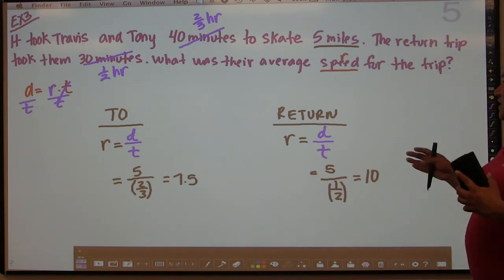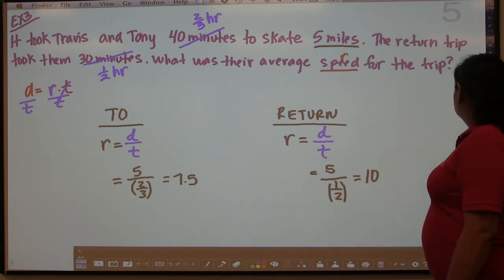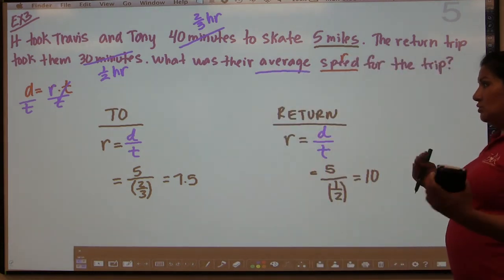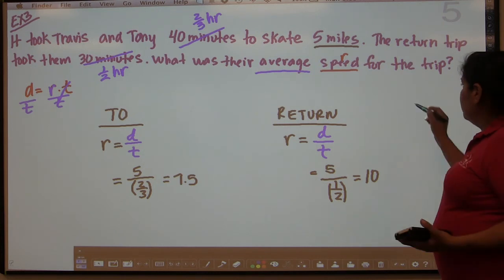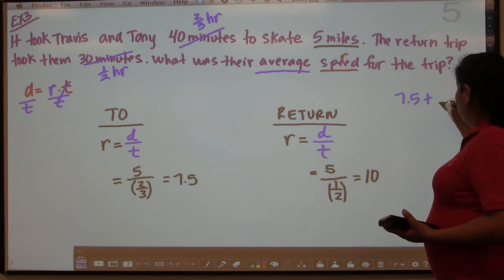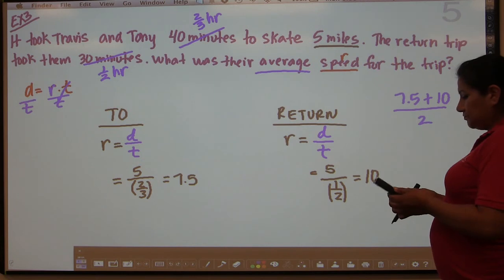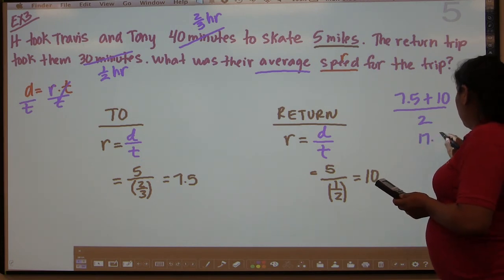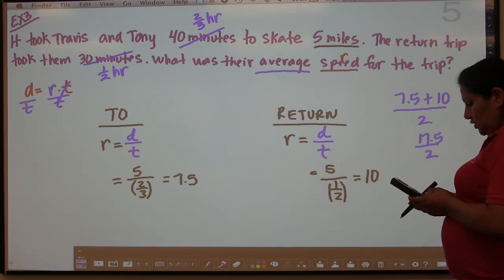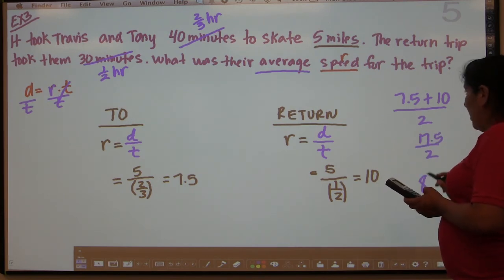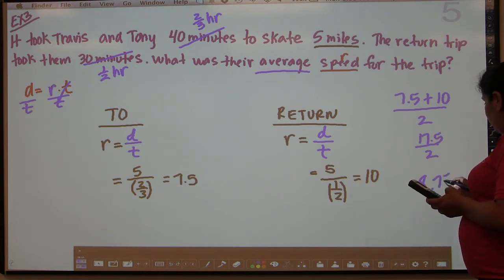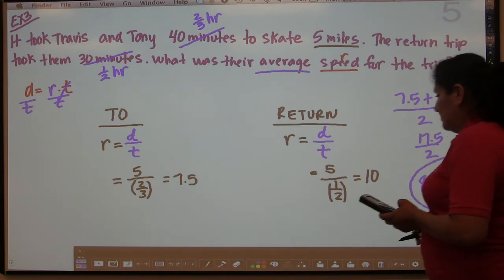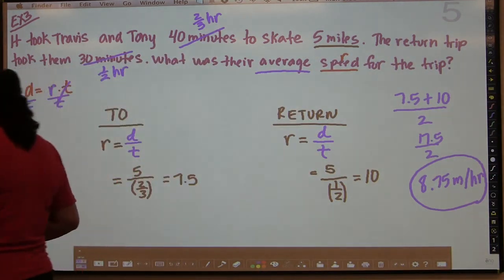So now I know what the speed was for each trip, but the question was asking about the average. So the average, like I said earlier, is take the two different rates, add them together, so 7.5 plus 10, and then divide by 2. So 7.5 plus 10 is 17.5, and then divide that by 2. Their average rate, or their average speed, was 8.75 miles per hour. And that is how we answer that question.